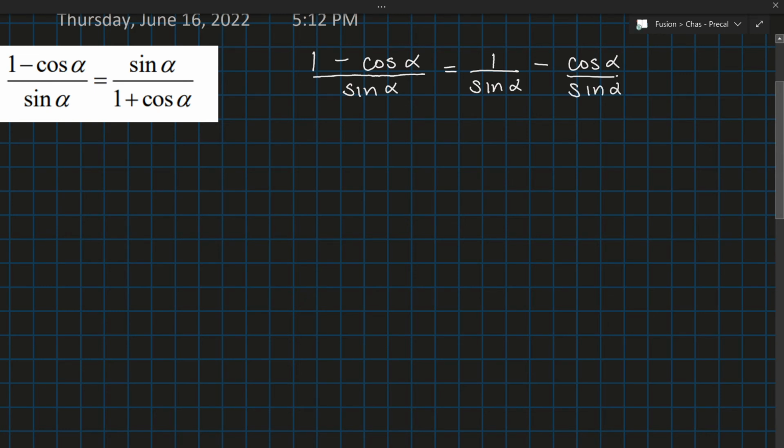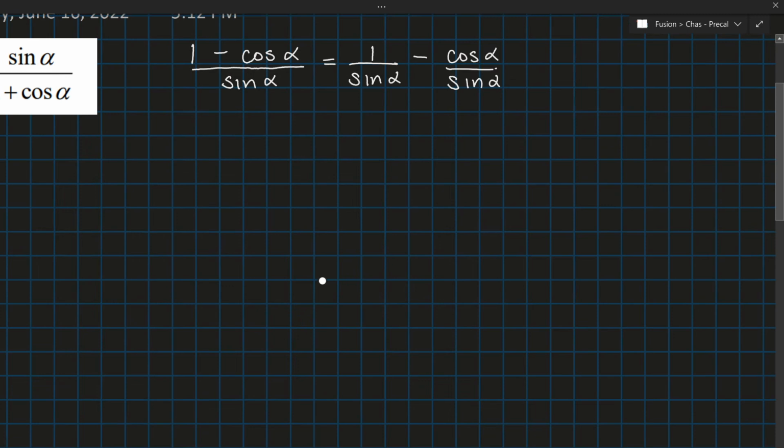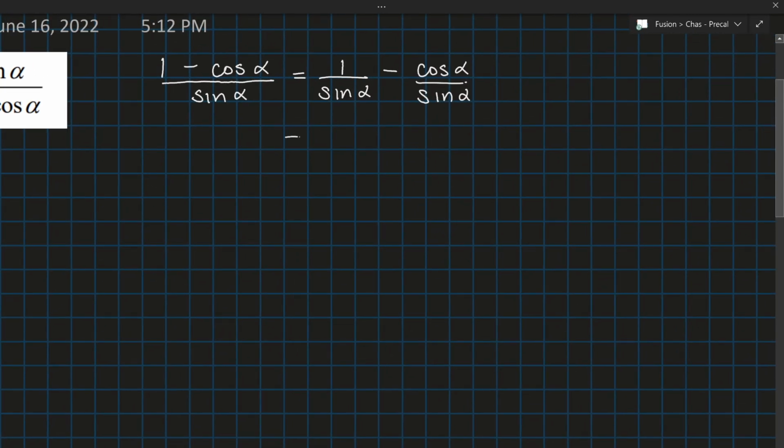Okay. Then 1 over sine is the same as cosecant, so let's go ahead and switch that out. Change that to cosecant minus cosine over sine. And cosine over sine is equal to cotangent, so let's switch that out as well. All right. Cool.